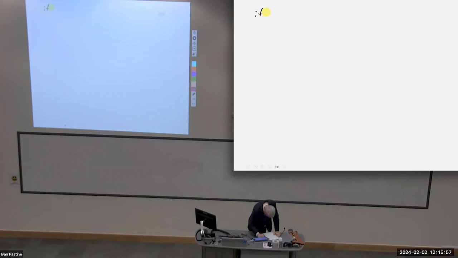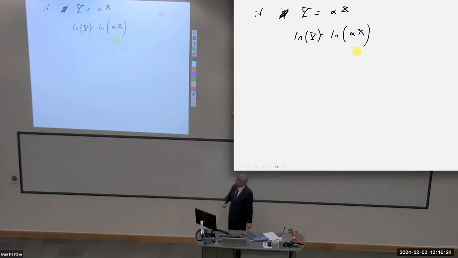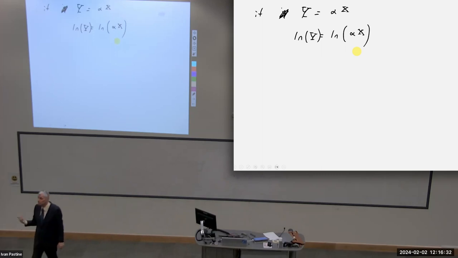If for example, y, and here's just any y, is equal to alpha times x, then ln of y is equal to ln of alpha times x. That's kind of obvious. I say this, though, because this is a one-to-one function. We're doing math, right? And we're going to be telling these in terms of stories. These are all going to be economic stories.